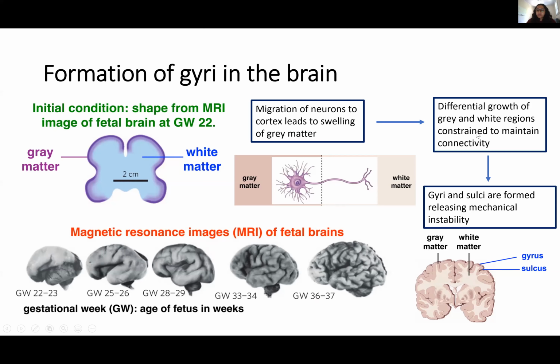And because these are constrained to maintain connectivity, they end up forming folds so that you can accommodate the increased growth of the gray matter region with respect to the white matter. So even though we start with an initial condition which looks kind of smooth, as we increase gray matter, there'll be local buckling occurring everywhere, and that's what leads to the folding of the brain.